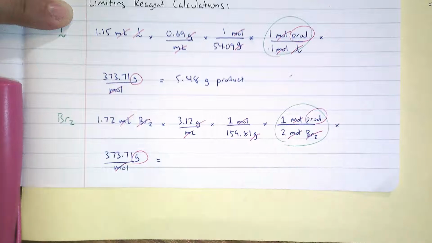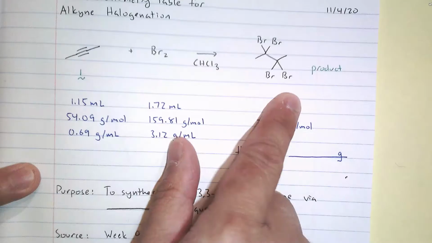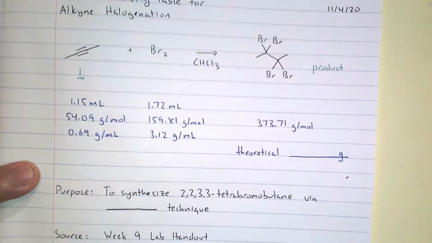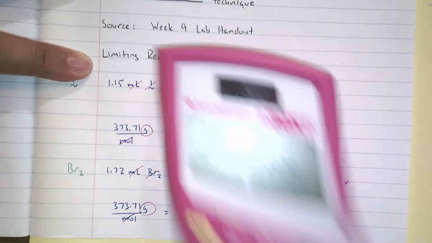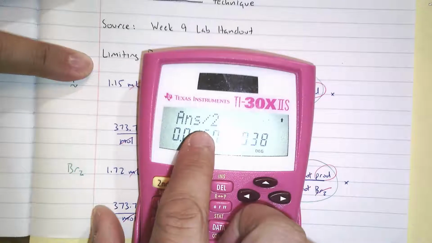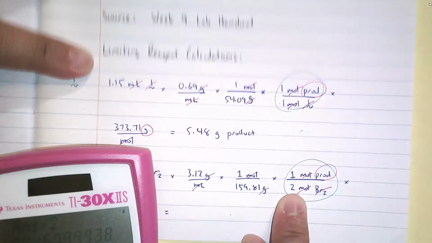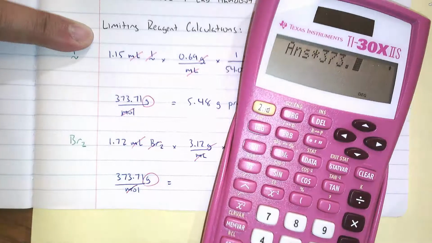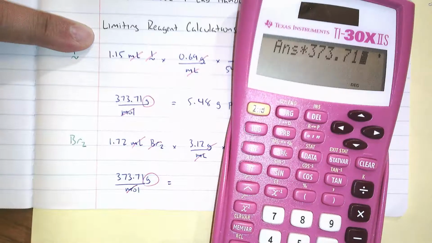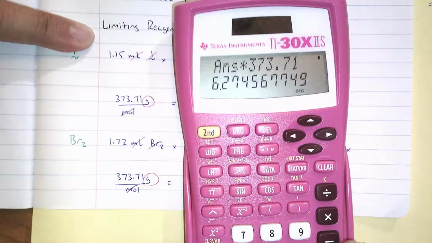Now, it could totally be different if one molecule leads to 2 products, right? It would be reverse. But let's focus on this. Oh boy, did I lose a number? So I divided by 2, that's this conversion here, times 373.71. Did you all get 6.27 grams of product?